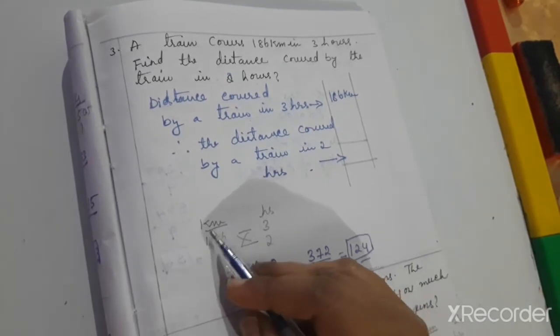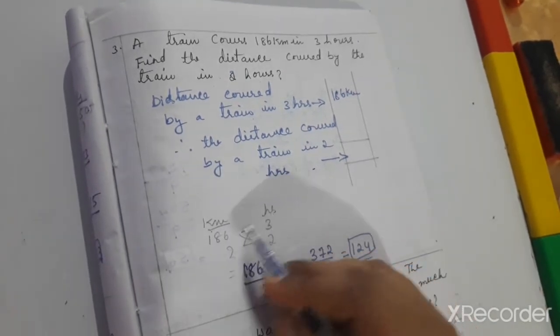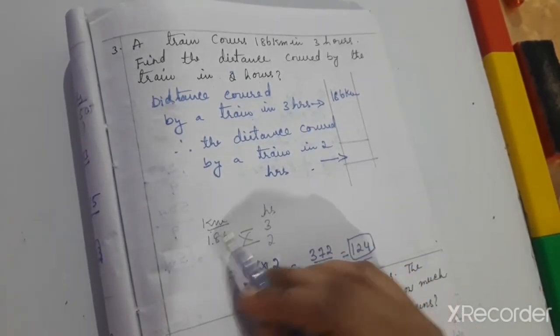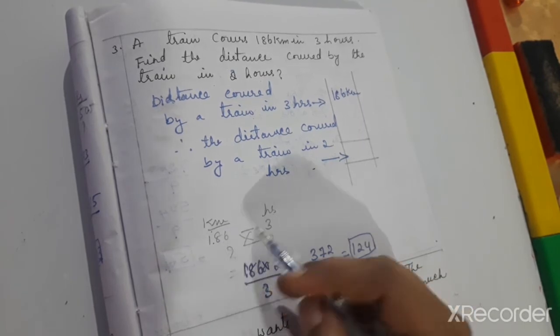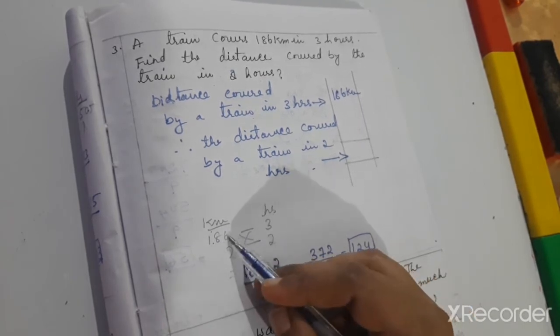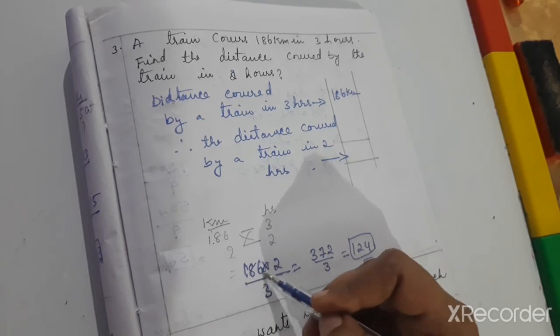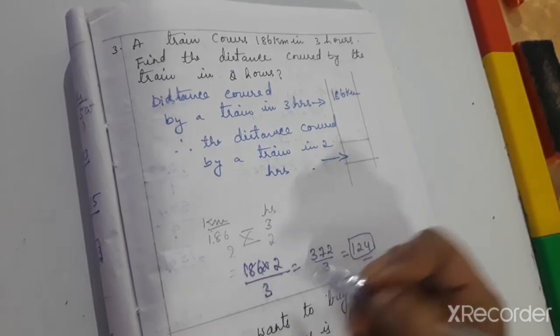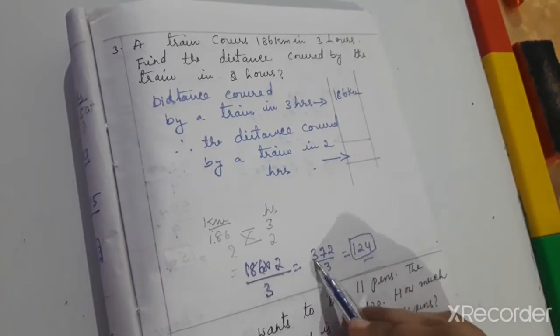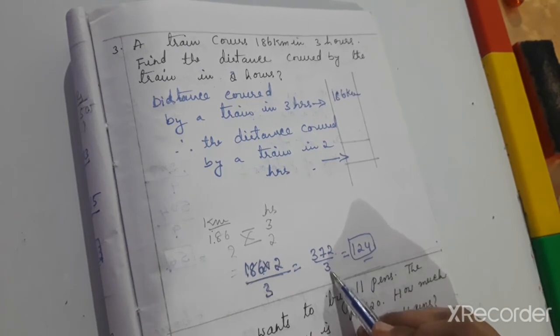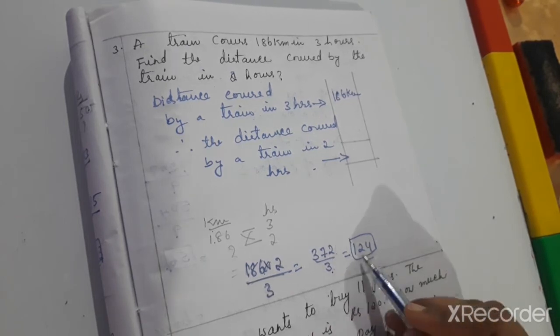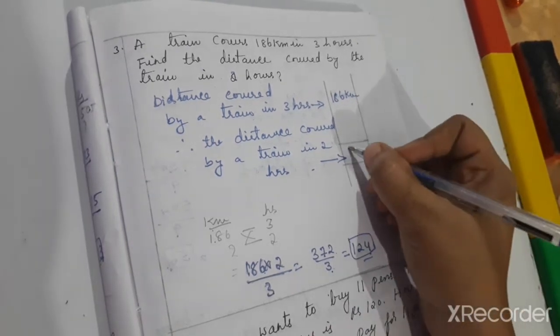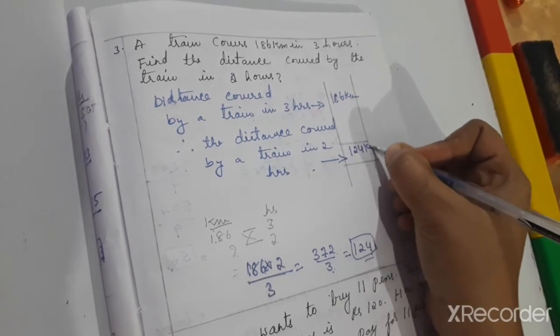And here the main things are kilometer and hour. For 3 hours the train covers 186 kilometers. For 2 hours, question mark. So 186 cross multiply means 186 into 2, divided by 3. So 186 into 2 is 372, divided by 3. After dividing, 124 kilometers.